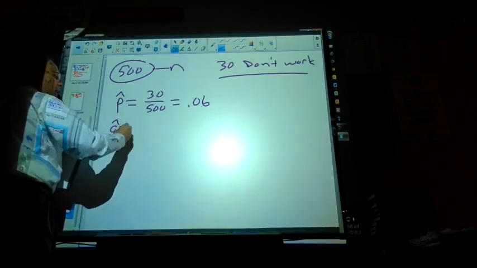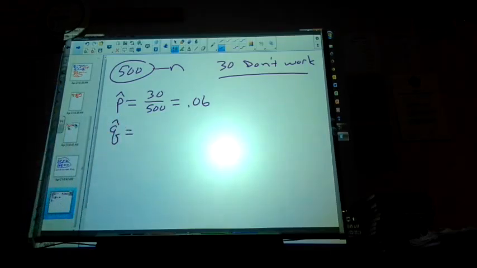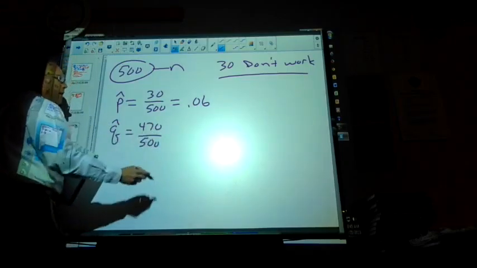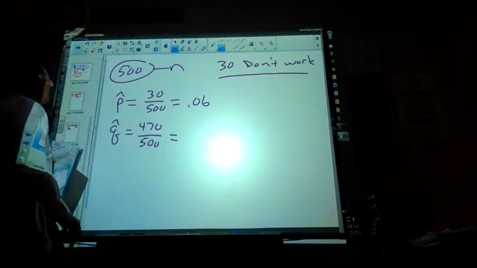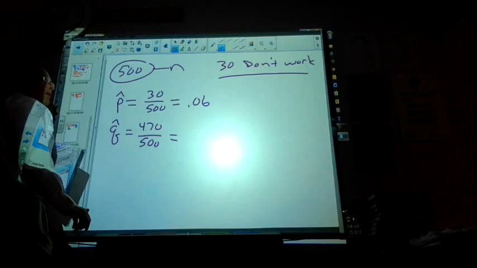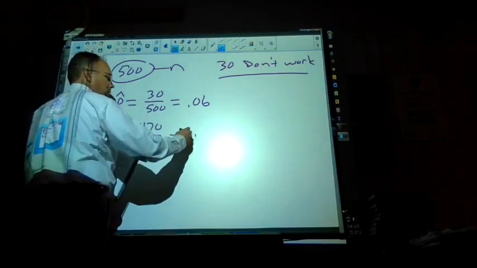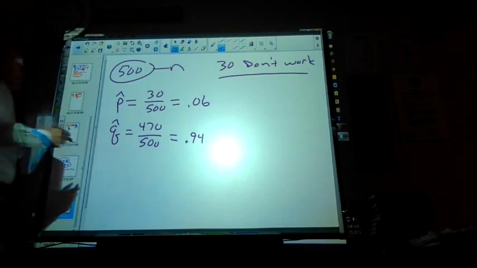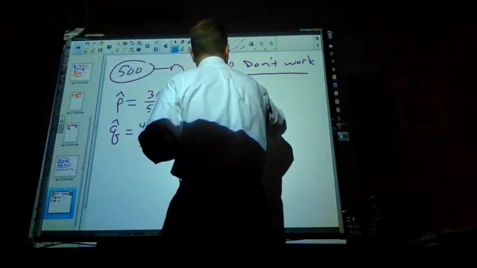What would Q hat have to be then? 470 over 500, you're absolutely right. And 470 over 500 would be what? As a decimal. This and this have to add up to 100%. 0.94. Okay? So we have both of those. What is the mean of that? We have that. What is the, we have to change standard deviation. We're going to change it to standard error of P hat. Standard error.